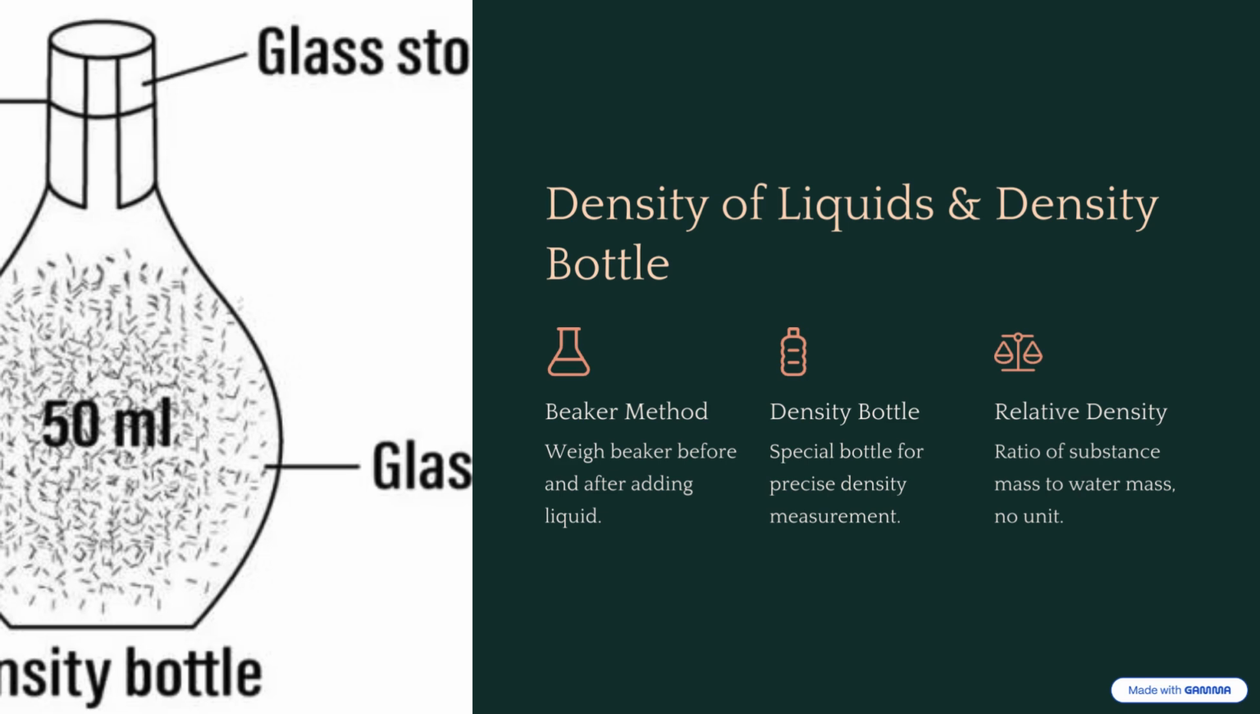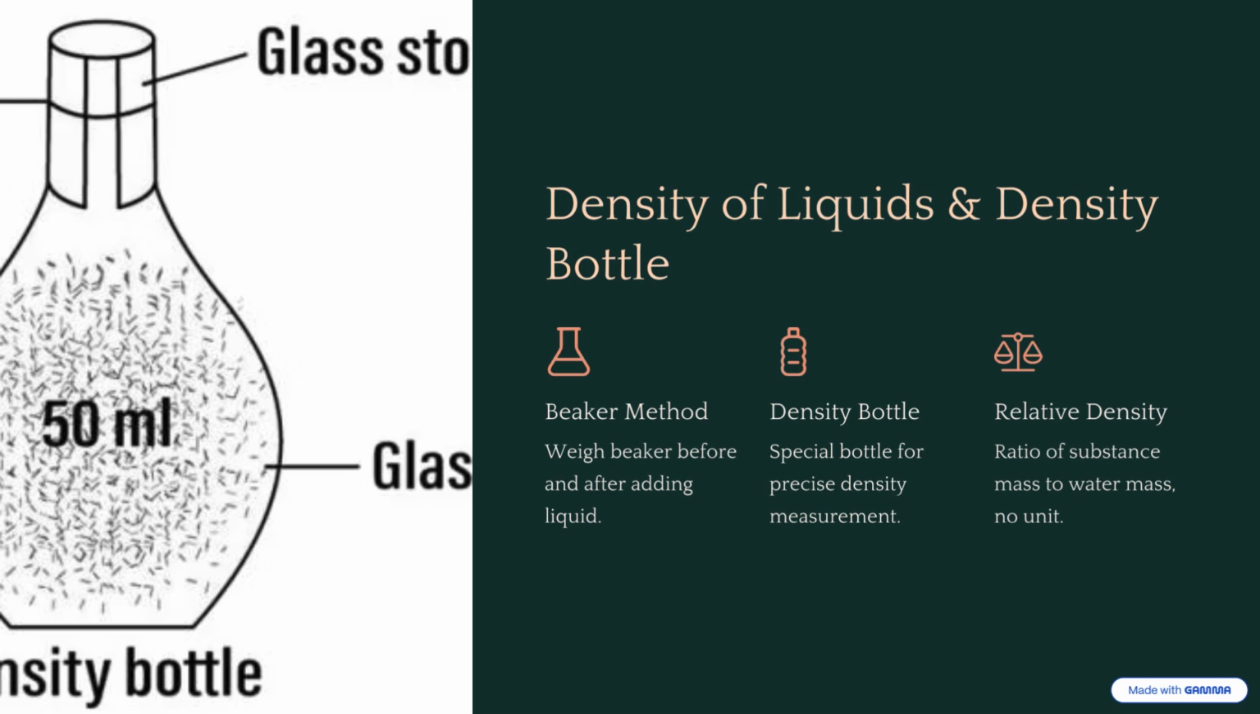And the second method, it mentions the density bottle. Sounds specialized. It is. It's a small glass bottle designed for accuracy. It has a stopper with a tiny hole through it. Why? When you fill the bottle completely and put the stopper in, any extra liquid gets squeezed out through that hole. So it ensures the bottle always holds exactly the same, very precise volume. Your notes mention it used to be called a specific gravity bottle, too. We'll probably get to that.